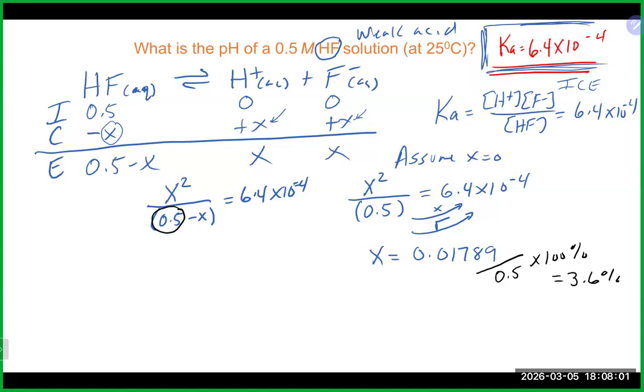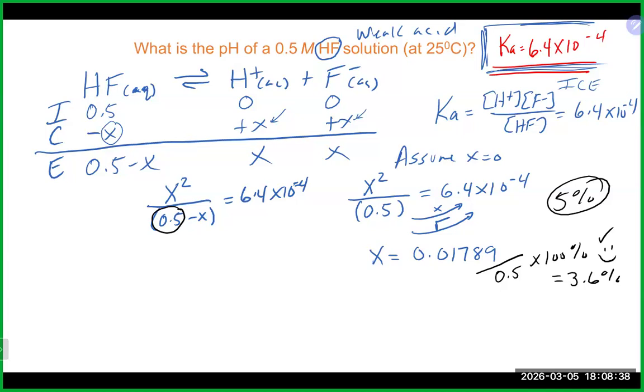Pop that in one more time here. 0.5 times 100. Now remember that the rule that we are following for our assumption is the 5% rule, which means if it is less than 5%, it is all good. 3.6 is less than 5%. So the check here is good. That means we do not need to go back and solve it some other way. A reminder that if you do check it and the assumption is not good, you got to go back and do the quadratic.